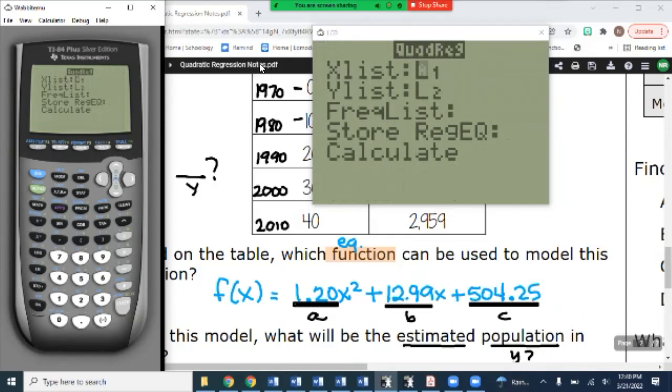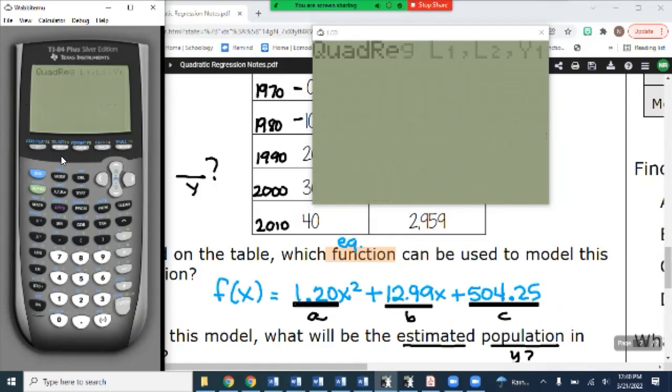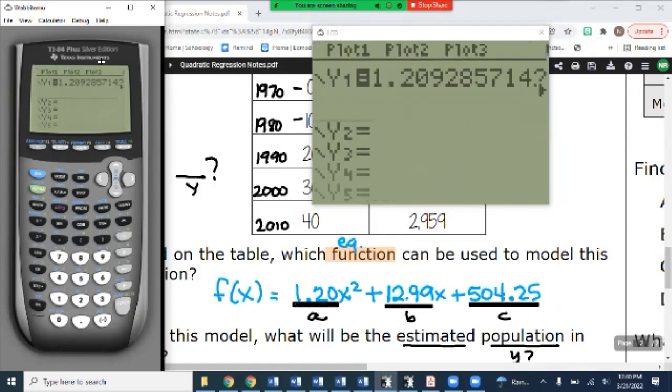I forgot to go to store. If you don't have an equation in y equals, it's because you skipped alpha trace. Same applies with linear as it does quadratic. And there I recognized my 1.20928574. So using alpha trace puts every single decimal place into y equals. So that's why we're able to round, okay?